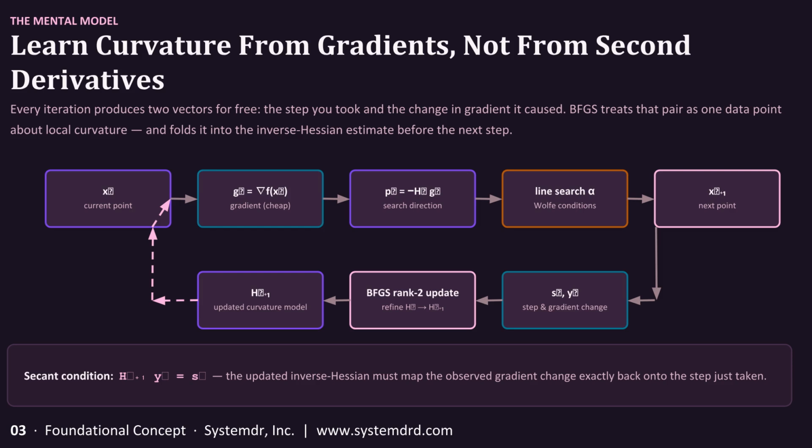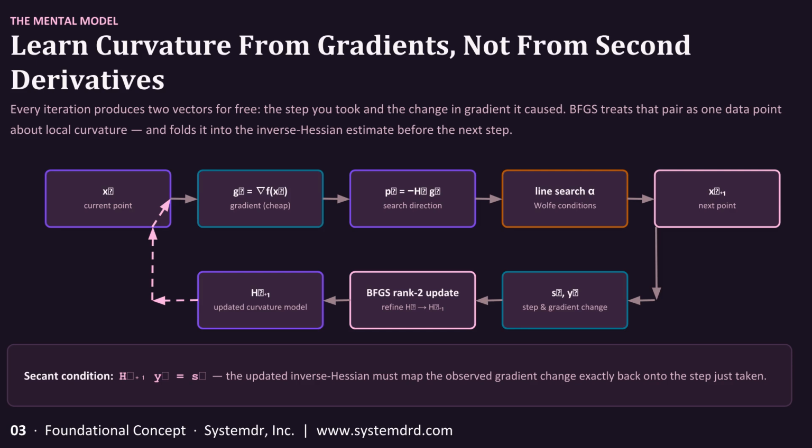A line search then finds a step length, alpha, satisfying conditions we'll cover in a few minutes, and that gets us to the next point, xk plus 1. Here's the part that makes this a learning algorithm. Instead of discarding the step we just took, we compute two vectors for free. Sk, how far we actually moved. Yk, how much the gradient changed as a result. We fold both of those into a BFGS update, and out comes a refined hk plus 1, a slightly smarter model of curvature than we had a moment ago.